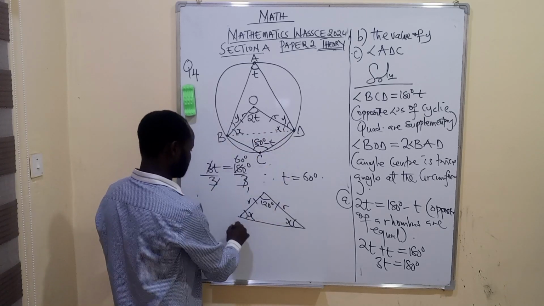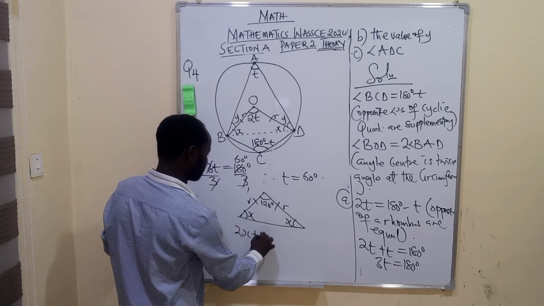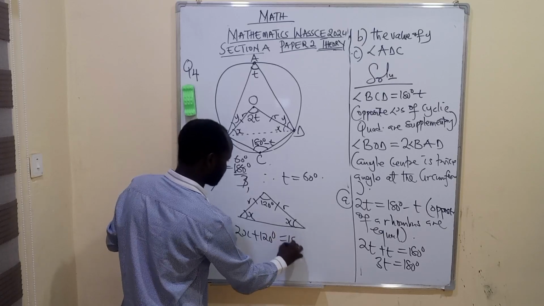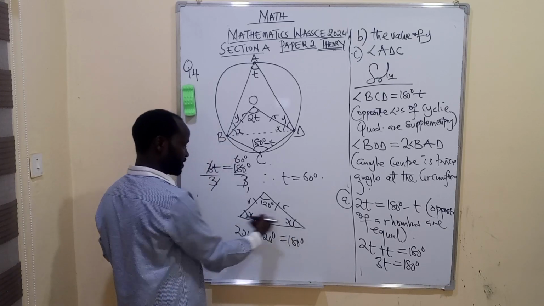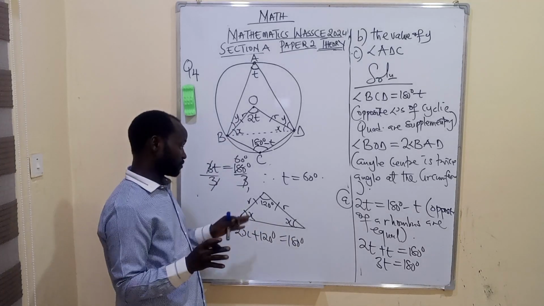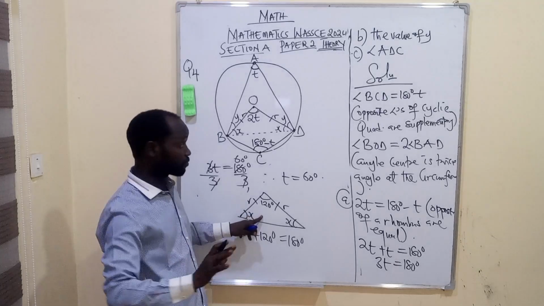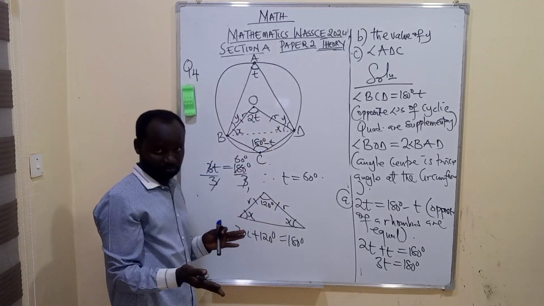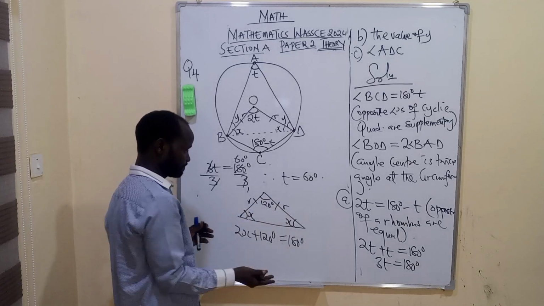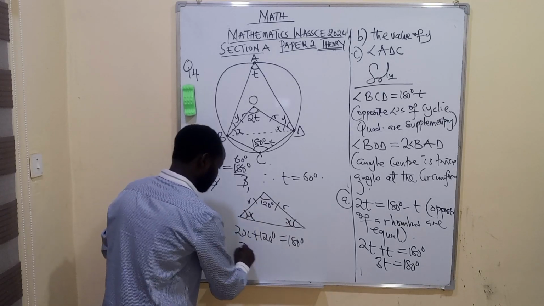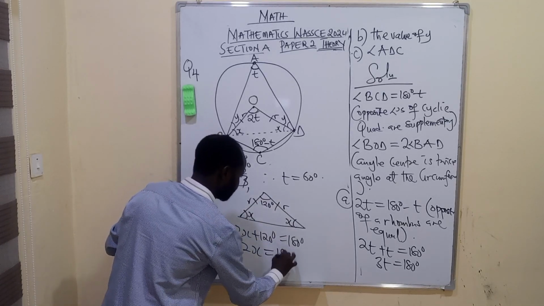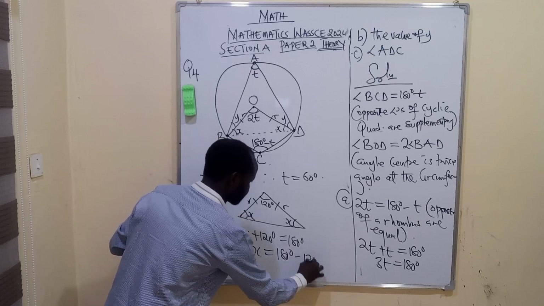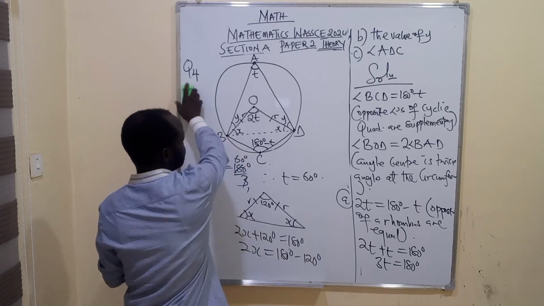So it means 2x plus 120 degrees will be equal to 180. The reason here is x: x is the base angle of an isosceles triangle, and the base angles are equal because this is an isosceles triangle. Two of the sides are equal, that is, we have the radius here. So this 2x now will be equal to 180 minus 120 degrees.